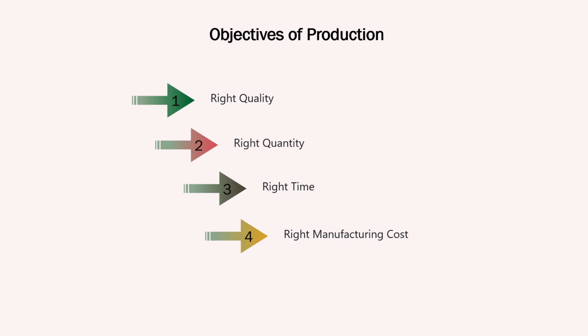Okay, so this was all about the objectives of production, which are very important in the production of goods. If we follow all these aspects of production, we will be able to succeed as a production unit.